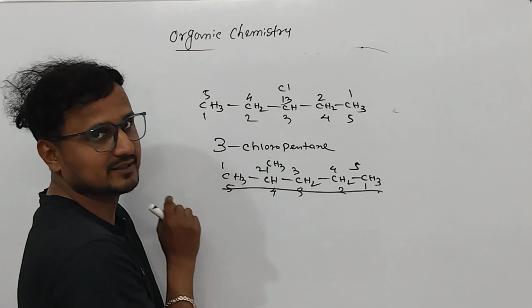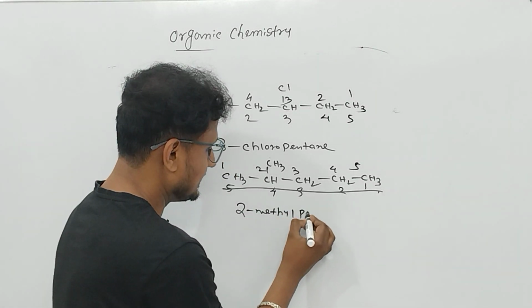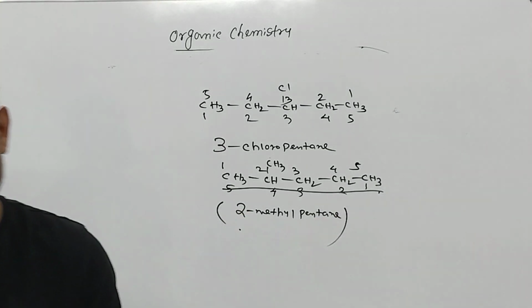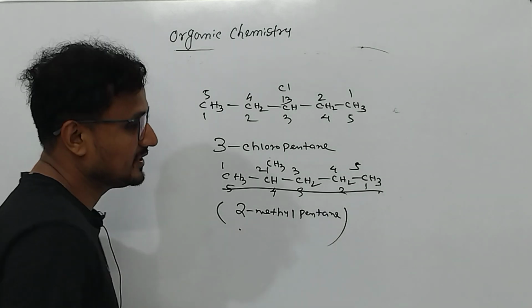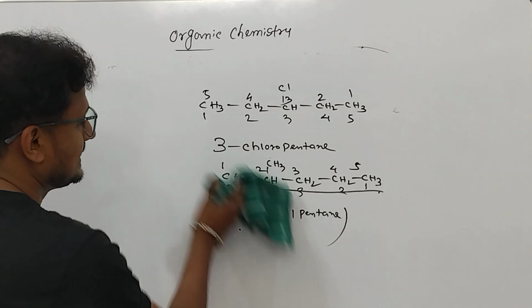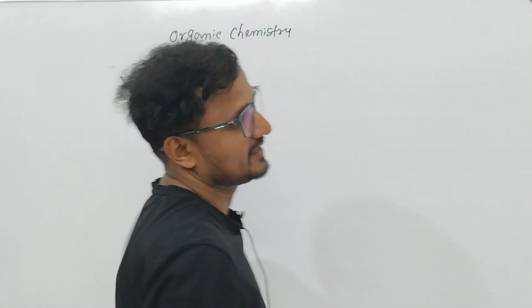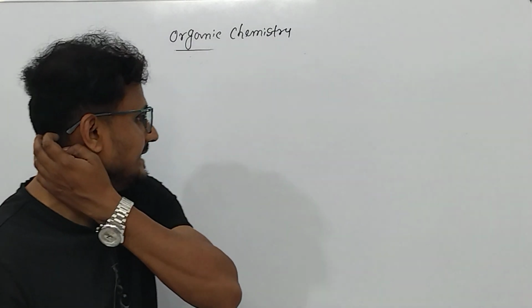Number 2 carbon has methyl. So it will be 2 methyl pentane. 2-methyl pentane. This video is already for 30 minutes. Okay, let me see how far I can reach, or I have to make another one video. Okay, so this one is 2-methyl pentane.